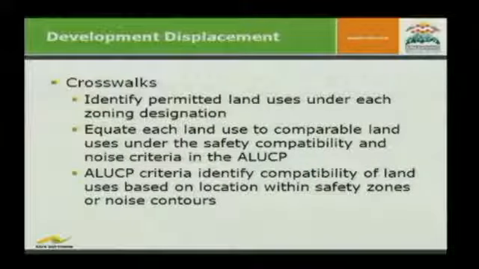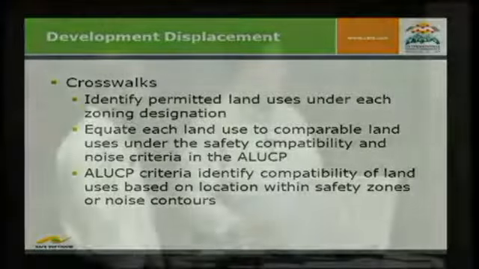And our crosswalks, which were basically Excel workbooks, identified all of the permitted uses under each zoning designation, and then we equated them to uses that were listed in the safety compatibility and noise criteria matrices included in the ALUCPs. And the ALUCP criteria basically identified the compatibility of land uses based upon the locations within each safety zone and each noise contour, and basically told us whether land use was compatible, conditionally compatible, or incompatible. Conditionally compatible land uses meant that you could be allowed to build something in that area, but it would be limited to, say, a floor area ratio determined by the ALUCP.